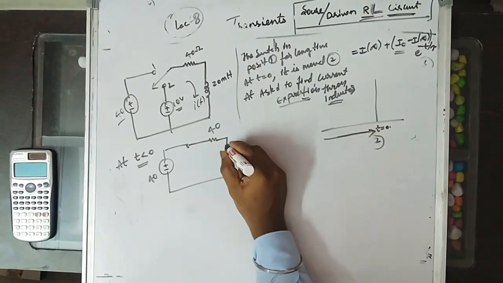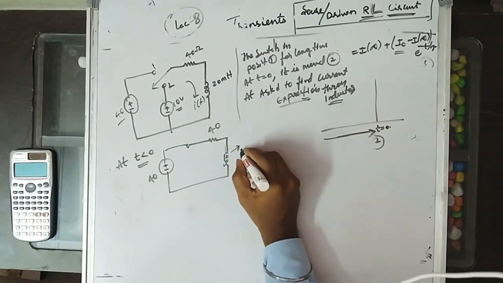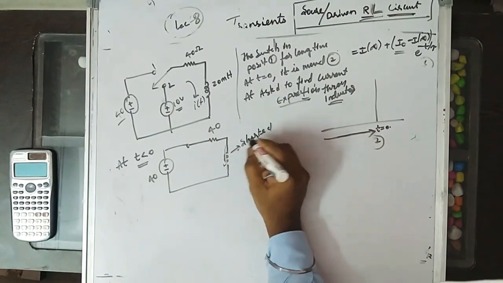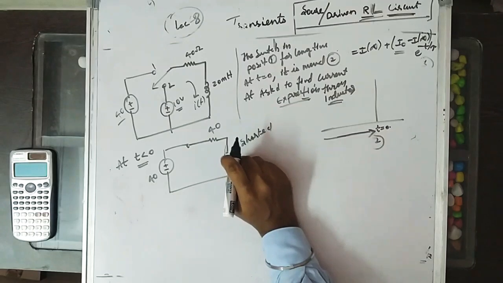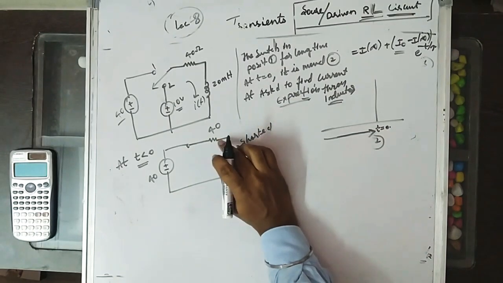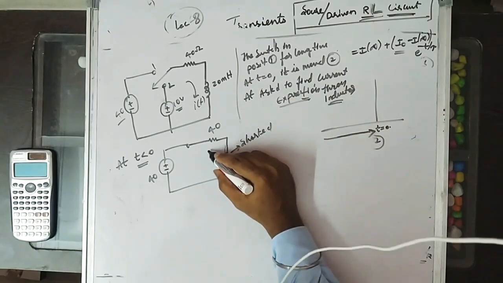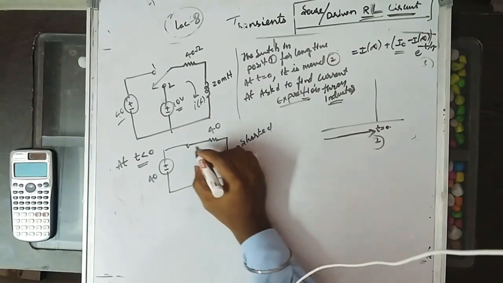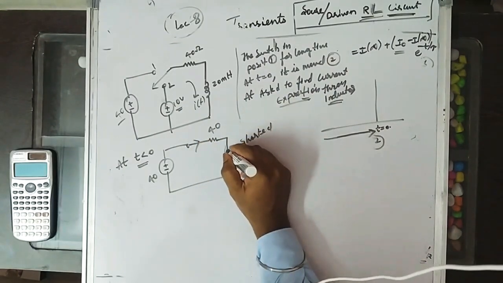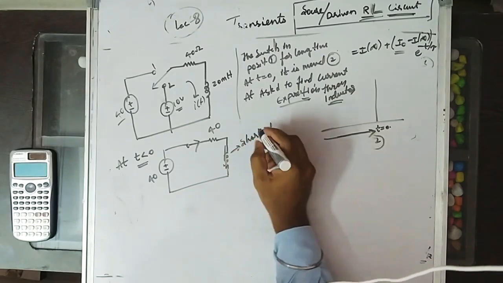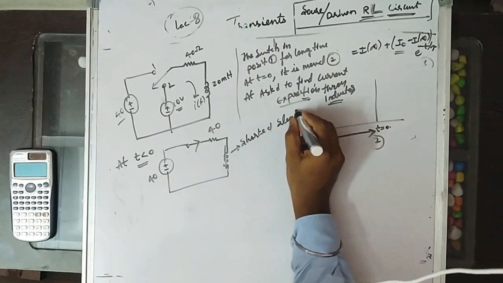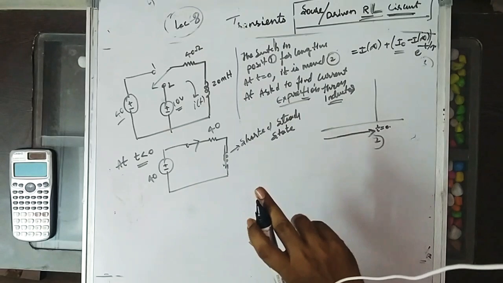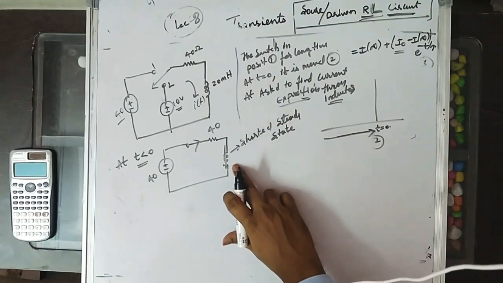That means this inductor at t less than 0 will come to a steady state. At this state, this is shorted. There is no way to store current here. The current is charged fully, accumulated here, so it will be shorted. Whatever current flows goes through here. That's why this inductor is shorted at steady state. In a capacitor, at steady state it is open. Here in an inductor, at steady state it is closed.